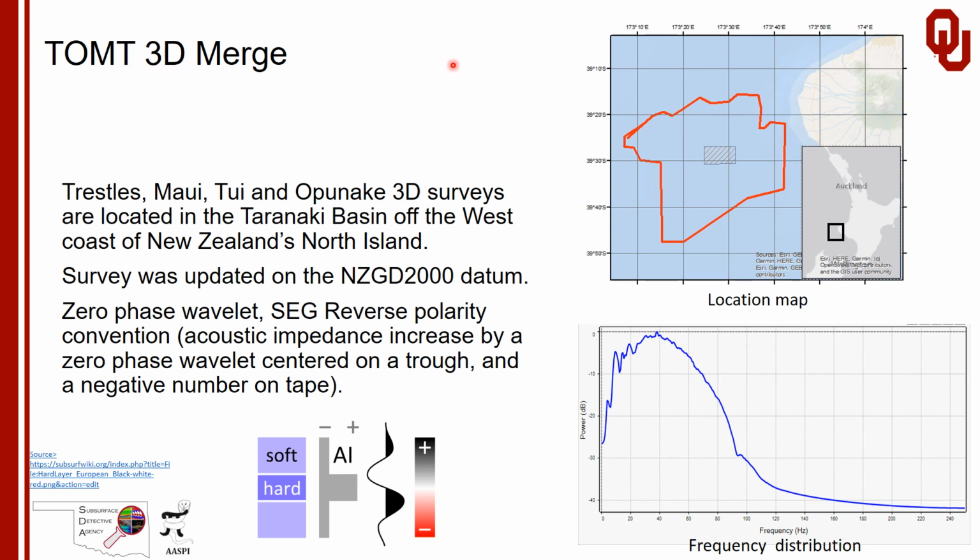The dataset that we are going to analyze is the TOMT 3D Merge. This is a survey from the Trestles, Maui, Tui, and Opunaki 3D survey, and this is located in the Taranaki Basin of the west coast of New Zealand North Island. This dataset is a zero-phase wavelet and it's an SEG reverse polarity. This is the frequency distribution and this is the location. We are going to analyze this small dataset.